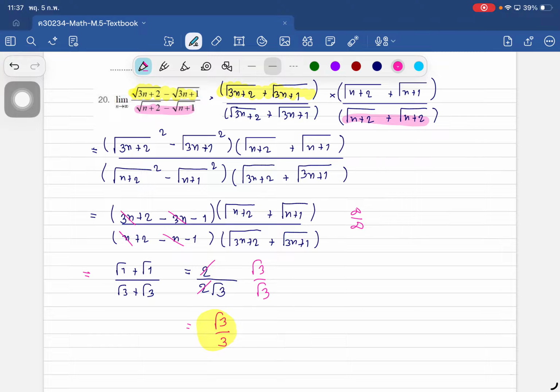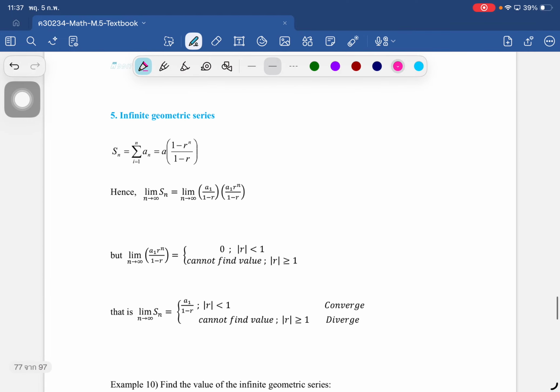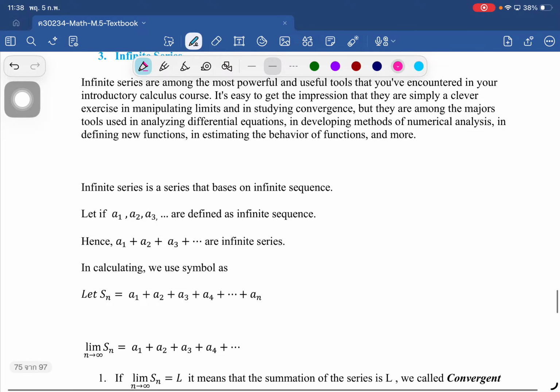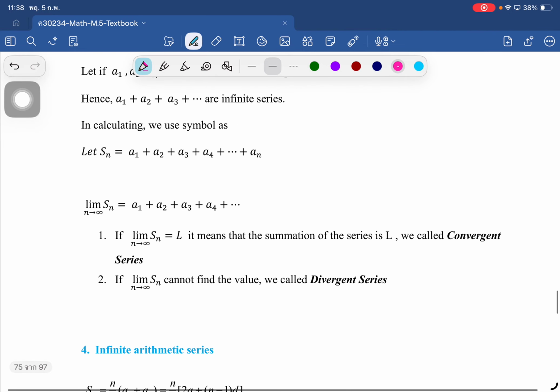For example, let's find the sum to the infinity terms of 1 over 2 times 3 plus 1 over 3 times 4 plus 1 over 4 times 5 and so on to the infinity term. But from our theorem we must find the limit. We take the limit of the summation of n terms, and then we let n go to infinity. It means you're going to define the n term.